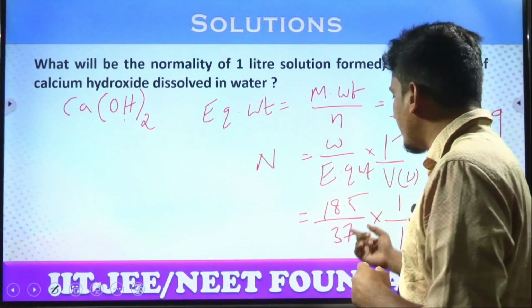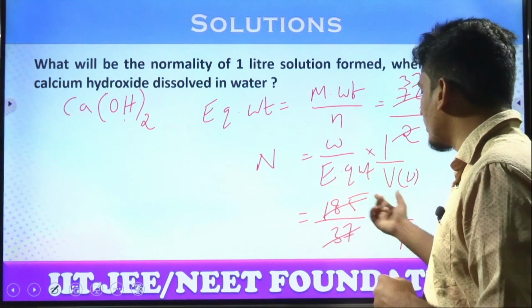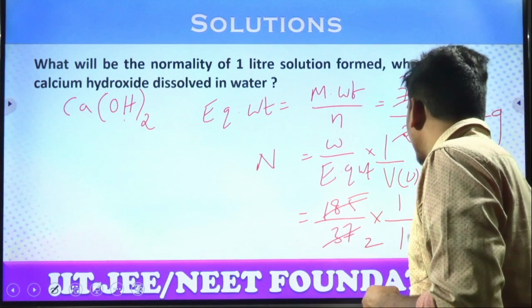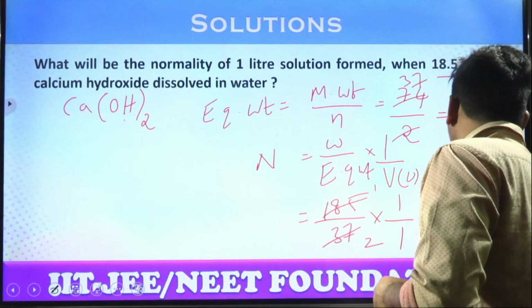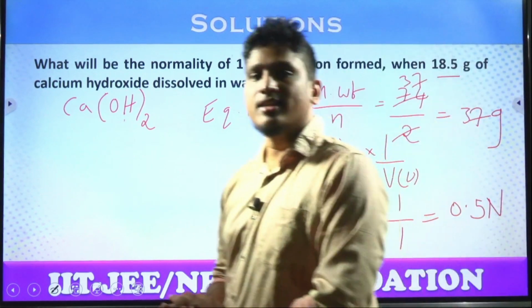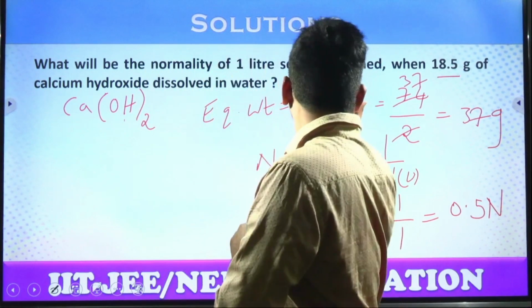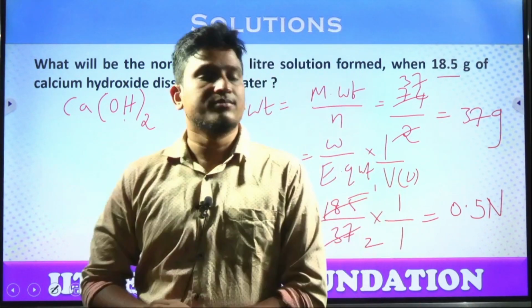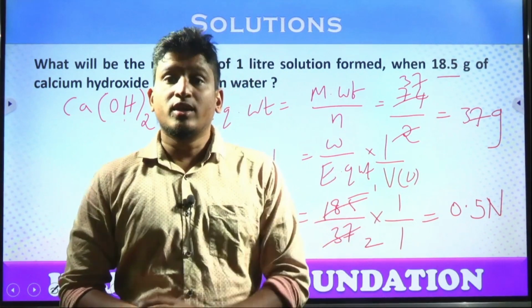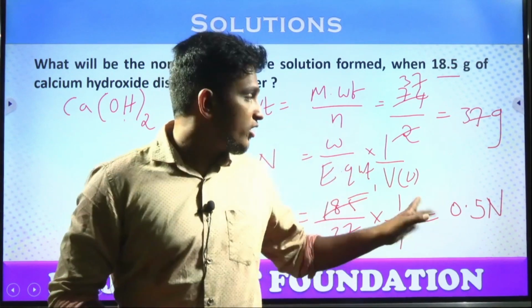Now 18.5 by 37. How much, students? 2 times 18 is 36, so 2 times 18.5 is 37. So 1 by 2, which means 0.5 normal, capital N. That's it. That is the normality of calcium hydroxide present in 1 liter for 18.5 grams. So what is the unit? Normal, capital N. For molarity, molar. For molality, molal. For normality, normal.